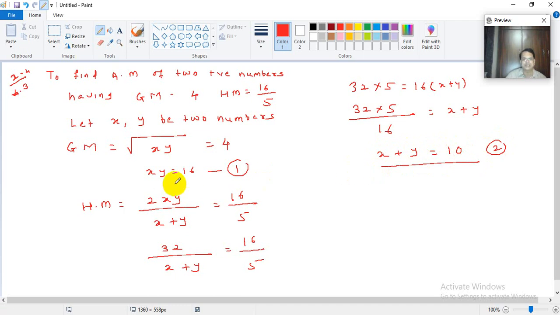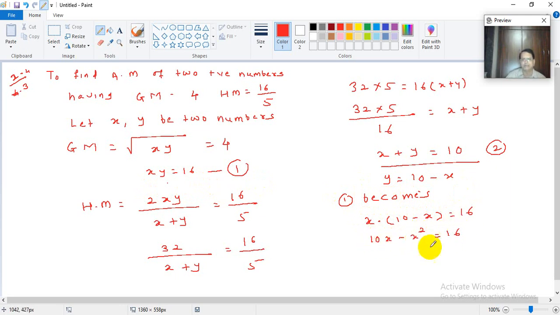Now we have to solve this. xy 16 आहे आणि x plus y 10 आहे. So whenever I say x plus y is 10, this implies y is 10 minus x. Now you put this in result 1. So 1 becomes, what it becomes? x into y 16 आहे. मग त्याच्यामध्ये आपण y ची व्हॅल्यू 10 minus x टाकणार. So x into 10 minus x हे 16 आहे. So what I get? 10x minus x squared is equal to 16.